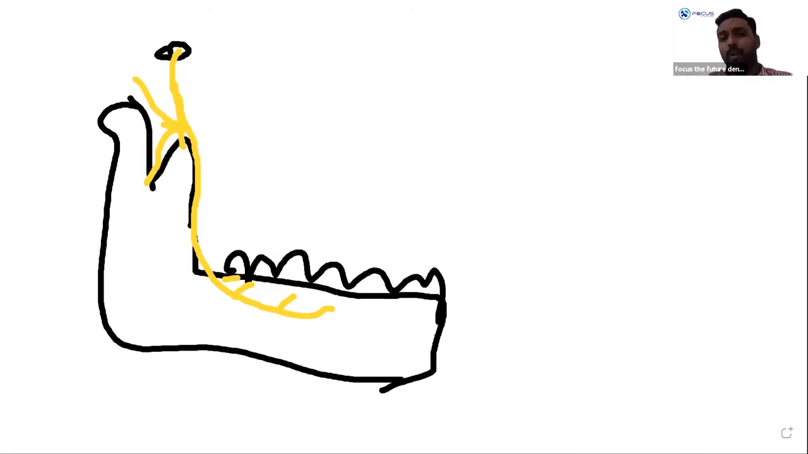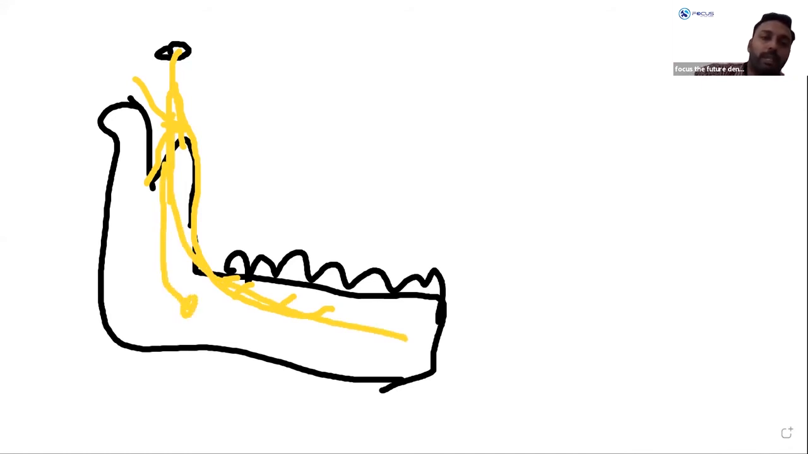So in the picture which we saw previously, in order to easily understand the anterior and posterior division, they have separated the anterior division from the posterior division. So the posterior division will be somewhat like this. It should come like this. There will be a lingual nerve. It goes somewhere like this. There should be an inferior alveolar nerve which goes and enters the foramen here.